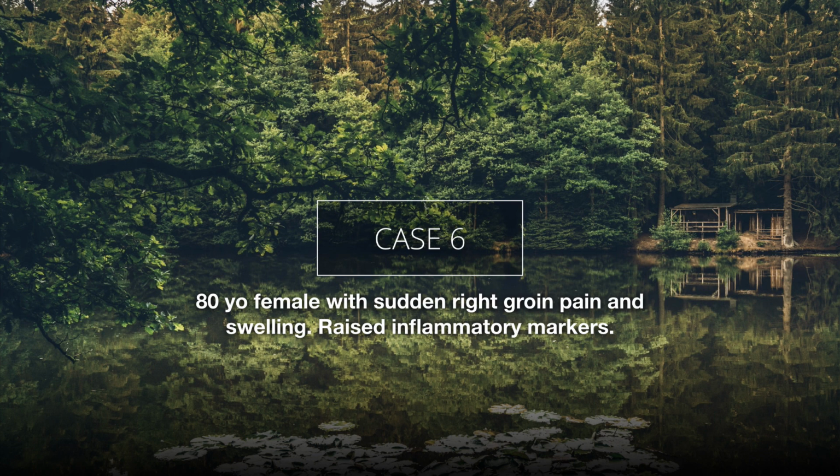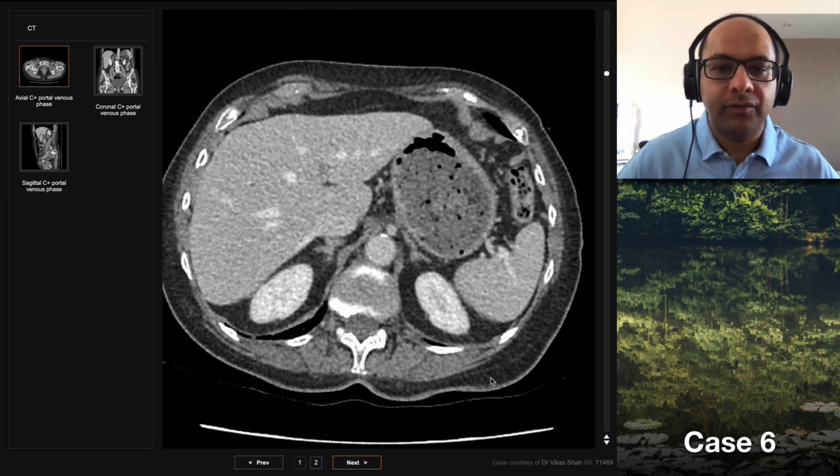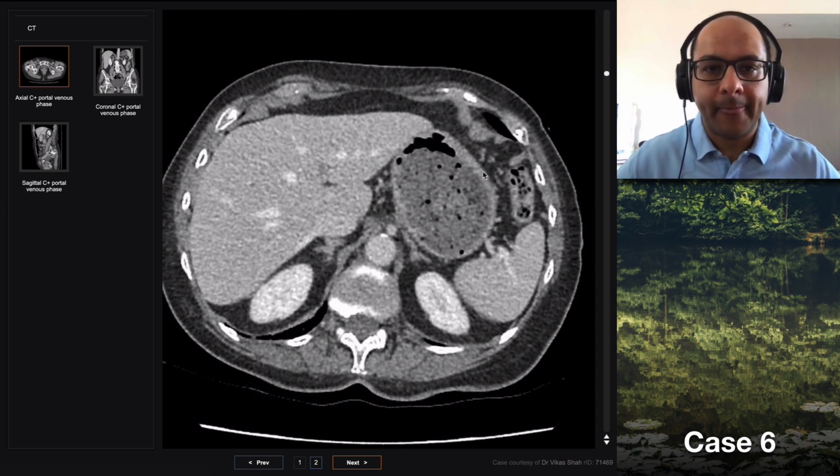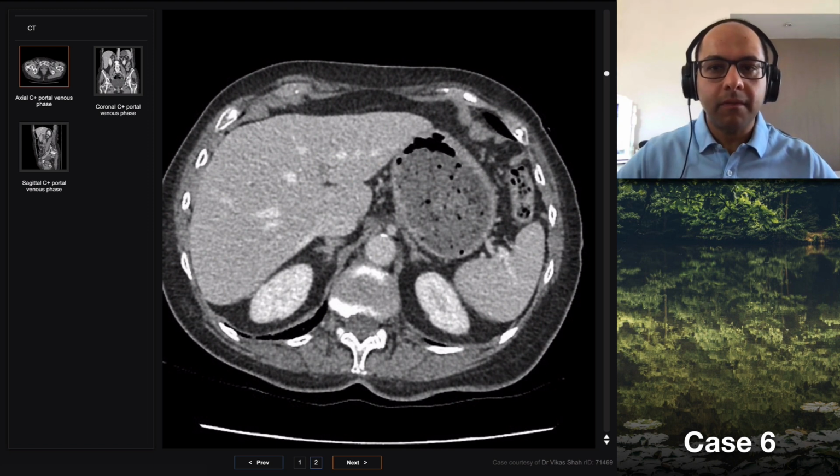This is case number 6. So this is an 80-year-old woman who's got sudden onset right groin pain and swelling with raised inflammatory markers. So you see there's another bit of a theme developing here, right? So why don't you talk us through what you see on this CT? Okay, so again, this is a portovenous phase CT.